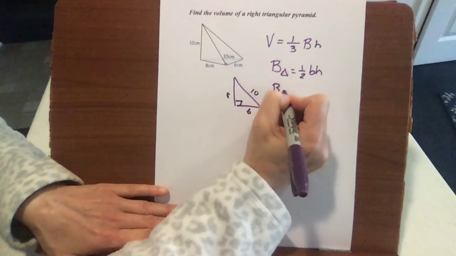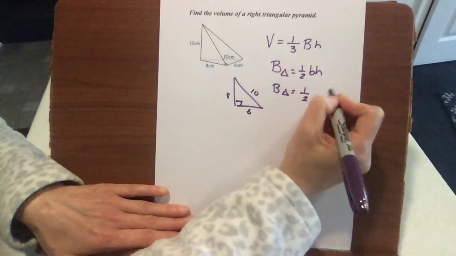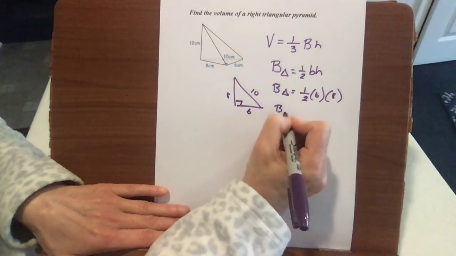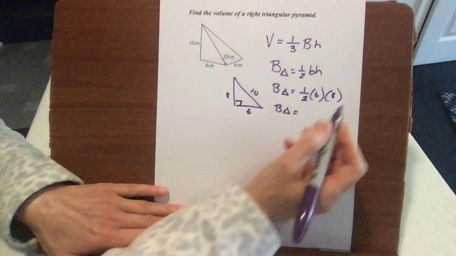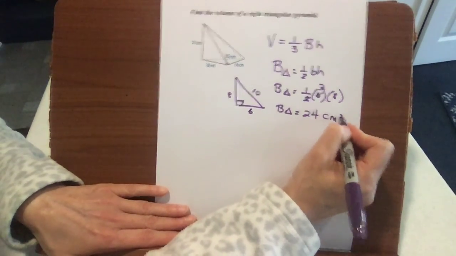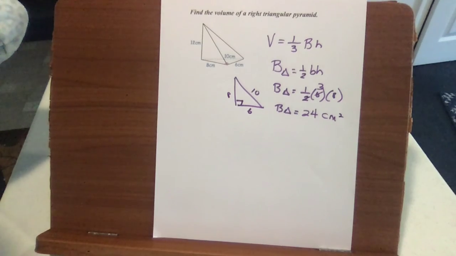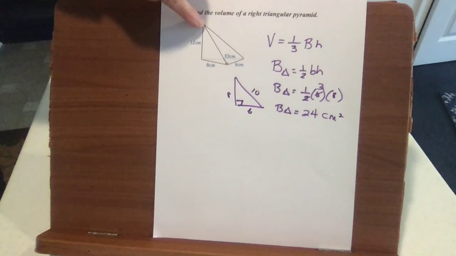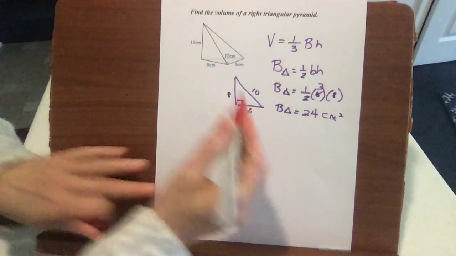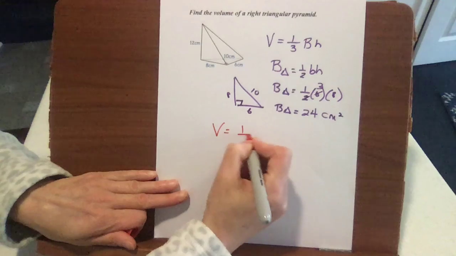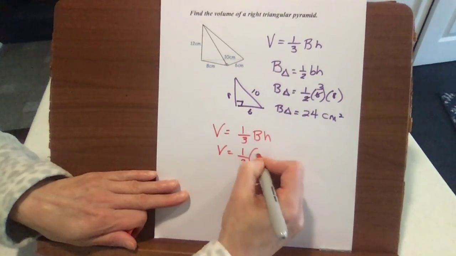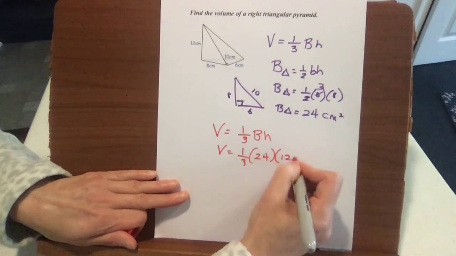So this base area of my triangle is half of my base of 6, my height of 8, or vice versa. And so your base area of your triangle is going to be, cancel that out, 3, so 24. And that's centimeters squared. All right, so that's your right triangle base. This thing is 12 centimeters high. So your volume is going to be 1/3 of that base area times height. So 1/3 of 24 times the height of 12.